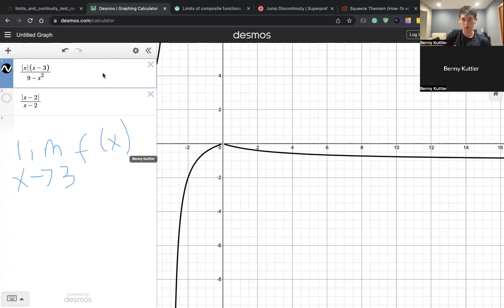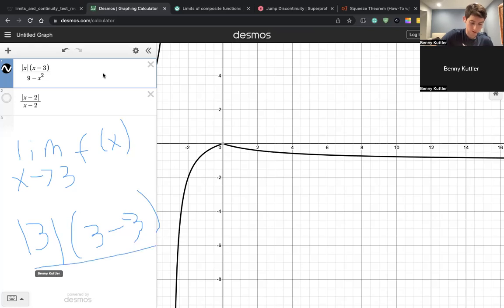So the first thing that we're going to try here is we plug it in. So we get the absolute value of 3 times 3 minus 3, over 9 minus 3 squared. And if we simplify this, we get 0 times 3 is 0, over 0. That is undefined, which we don't want.